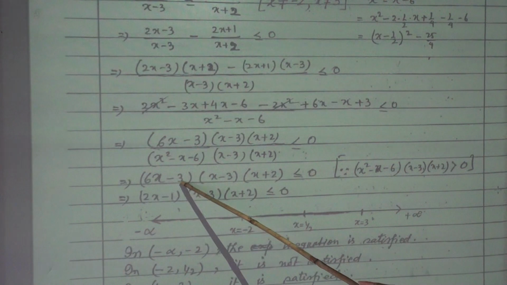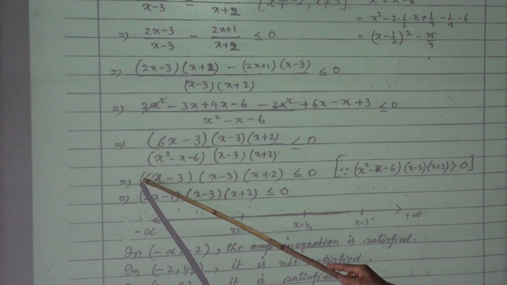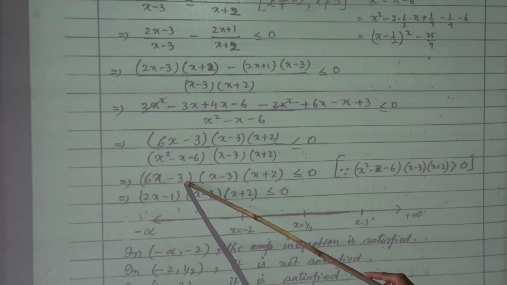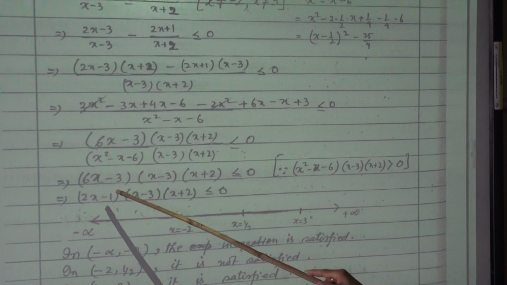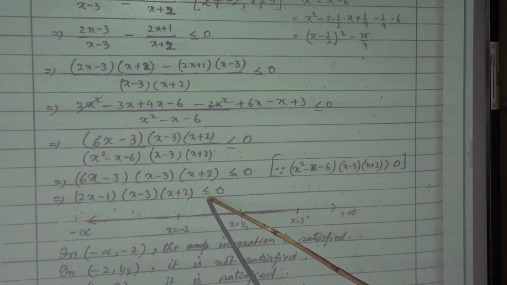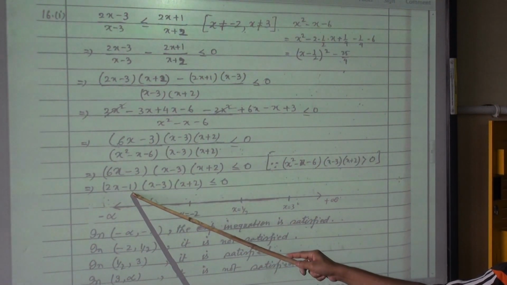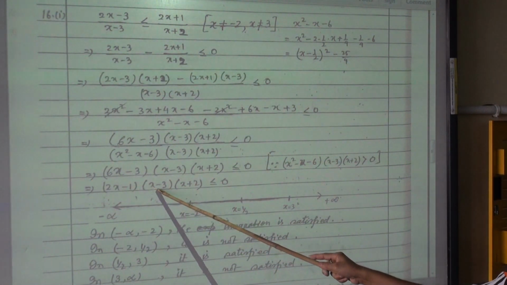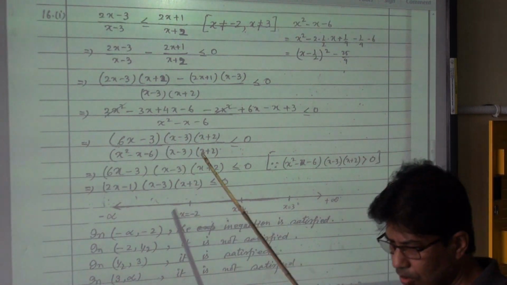You can take 3 common from here. So that 3 I am dividing by positive quantity 3. Order will remain the same, less or equal to will remain less or equal to only. So this is becoming (2x minus 1)(x minus 3)(x plus 2) less or equal to 0. This 0 will give you x is equal to half. This 0 will give you x equal to 3. This 0 will give you x equal to minus 2.